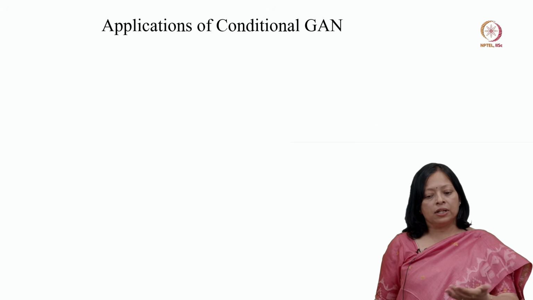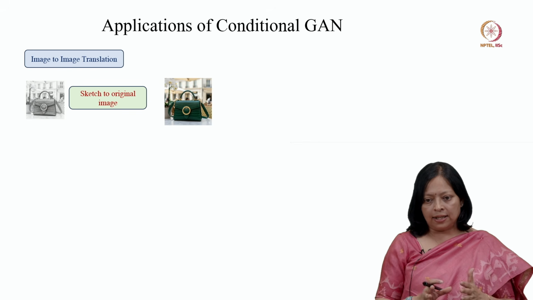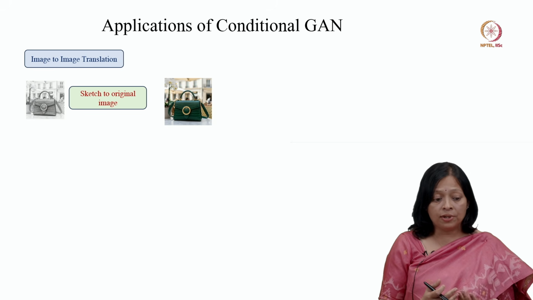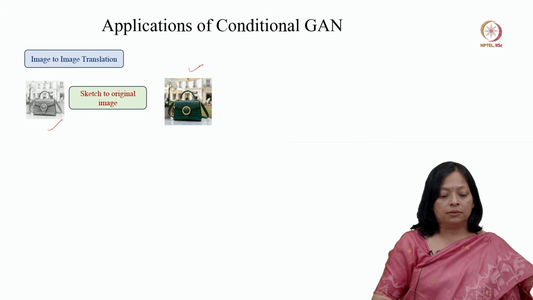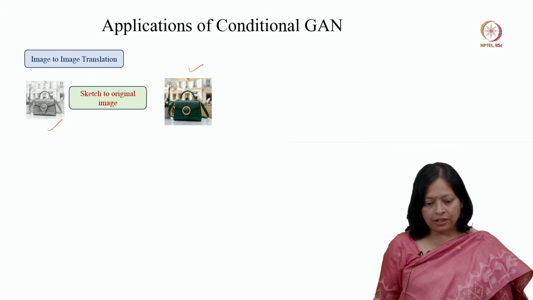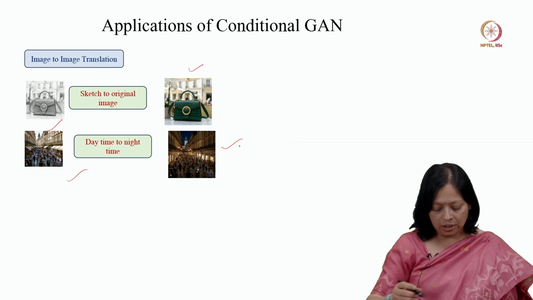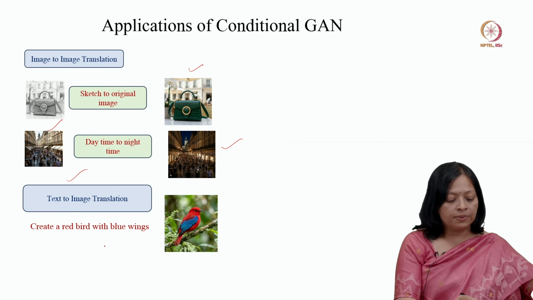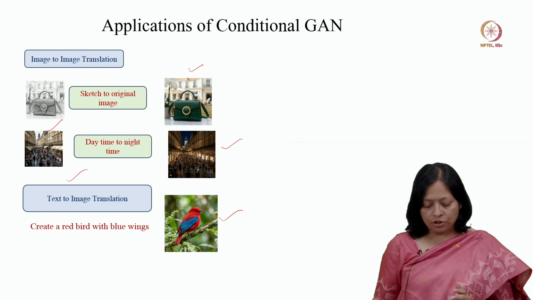And applications of conditional GANs. The entire thing that I have told is based on the MNIST data set. Now, there are other applications, like image to image translation. So, you have a sketch and you want a photograph from that sketch, that can be done with conditional GANs. Then from daytime image to nighttime image, that is possible. Text to image translation, like create a red bird with blue wings. So, it has created something. So, text to image translation is possible.